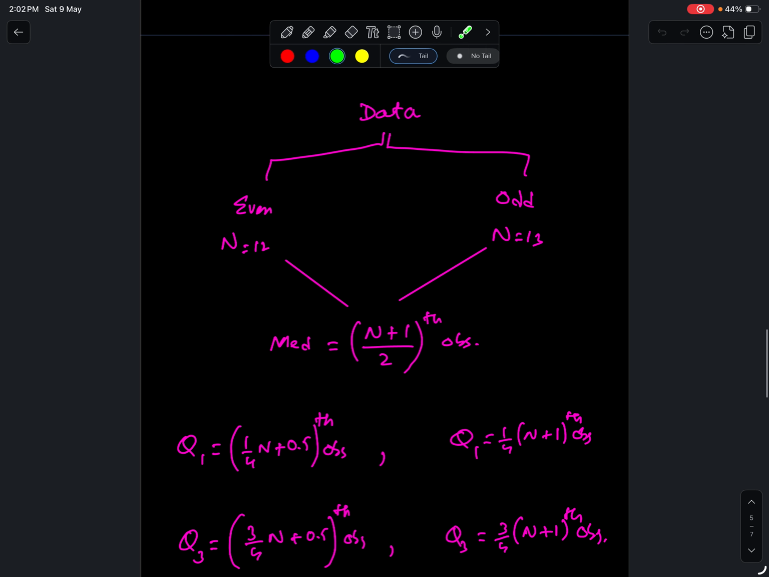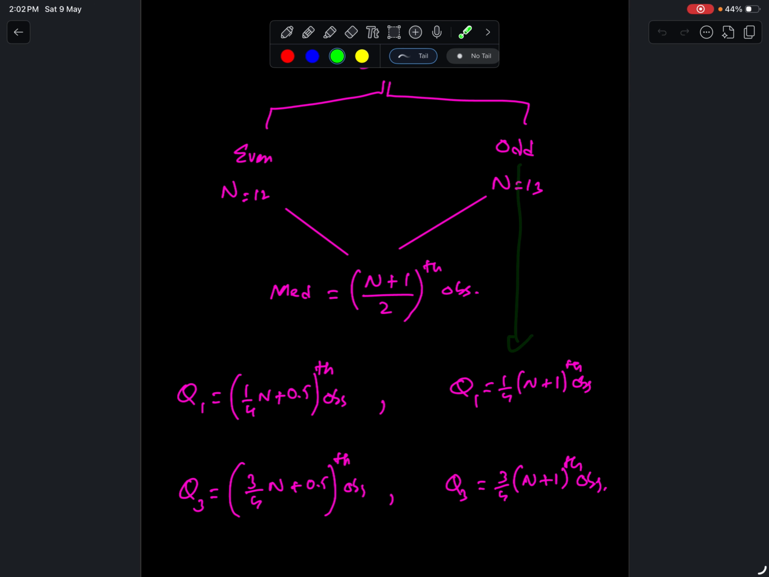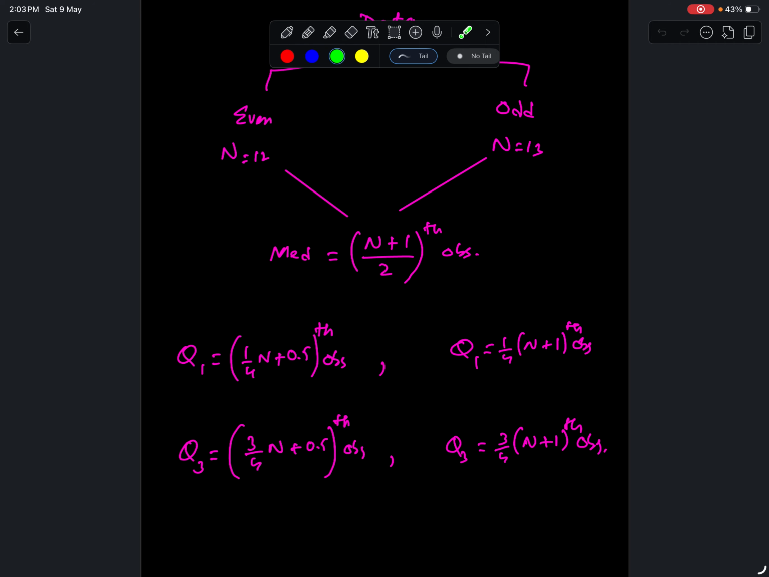Now, if data is even or odd, the formula of median is unchanged. It's the n plus 1 upon 2th observation. But for quartiles, we have different formulas. For odd observations, 1 upon 4 (n plus 1)th observation, and 3 upon 4 (n plus 1) for Q3. For even number of observations, see the whole bracket: 1 upon 4 n plus 0.5th observation, 3 upon 4 n plus 0.5th observation. You have to learn these formulas as well.